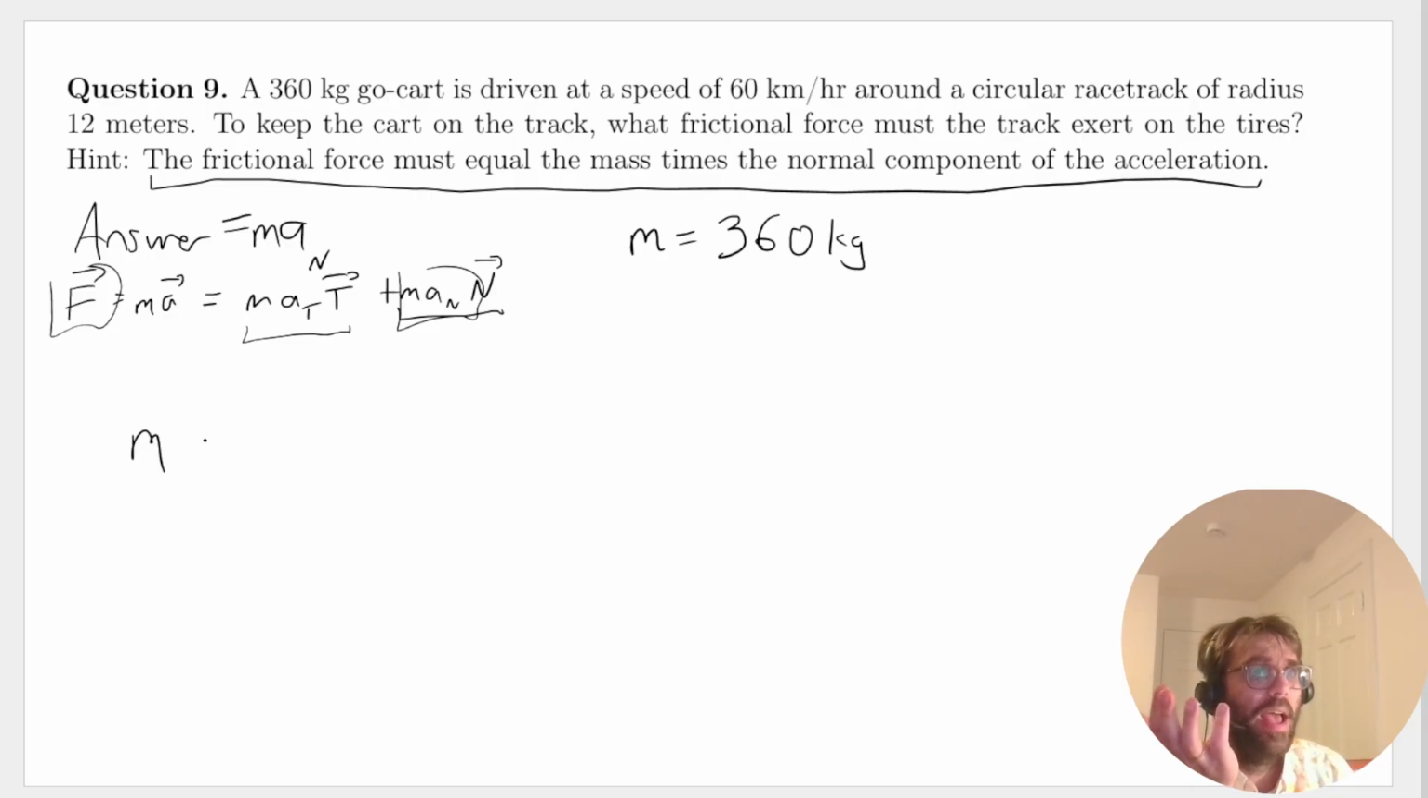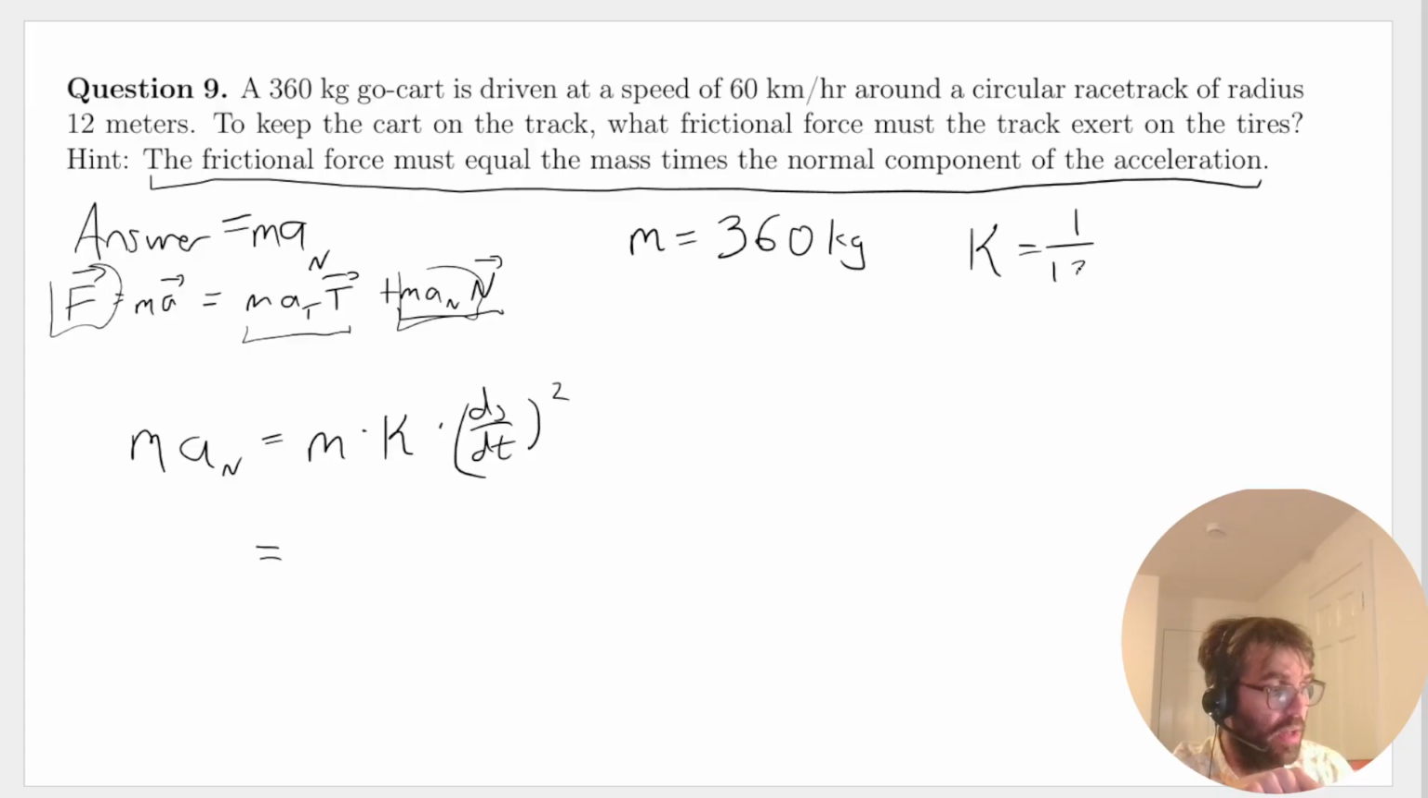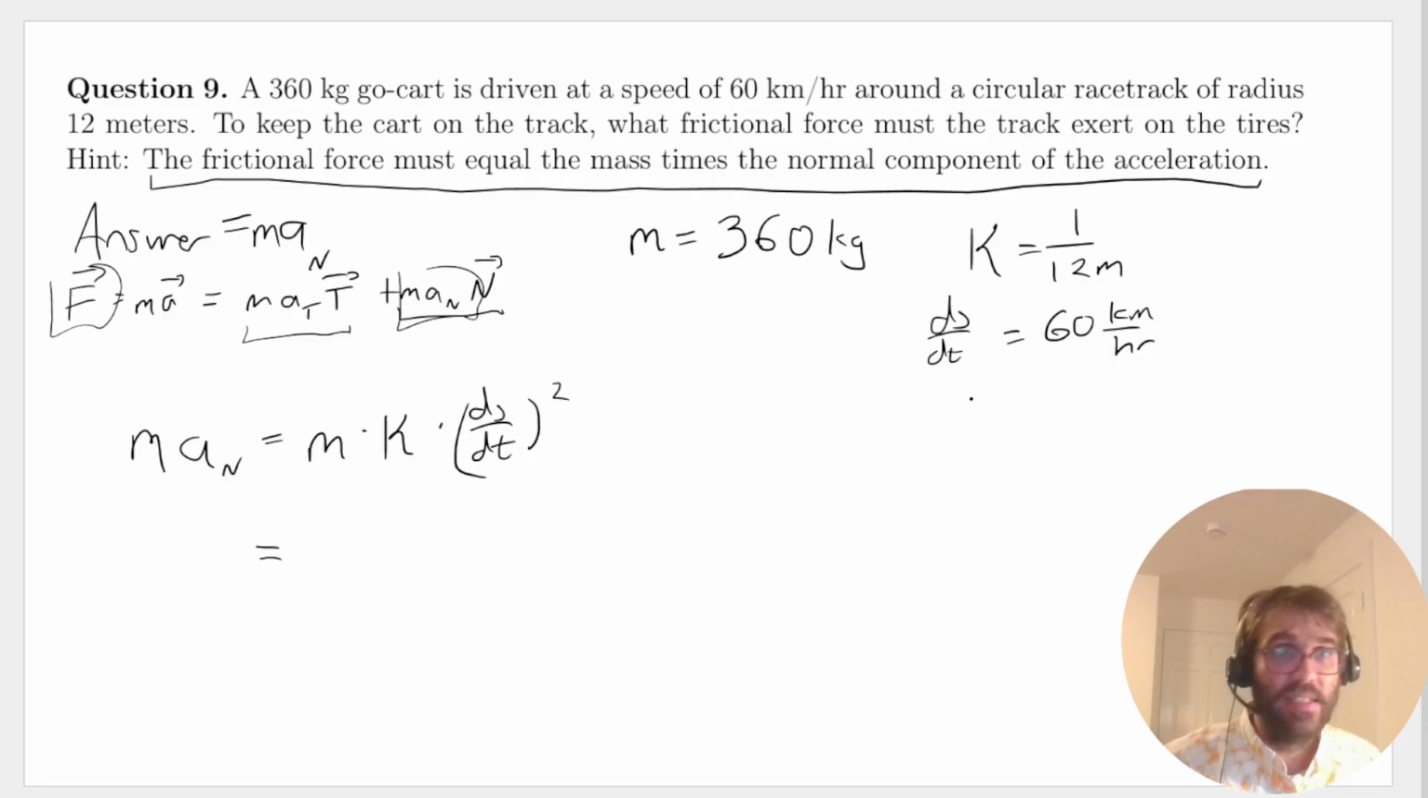Well, here we go. MAN is the mass times kappa times ds dt squared. Well, we know kappa because we got a circular racetrack. Kappa is 1 over 12 meters. We know ds dt because that's the speed. It's 60 kilometers per hour. And so we're good. We just have to plug in these numbers, right? Except we got a unit mismatch. We got meters, we got kilometers. You got to convert from one to the other.